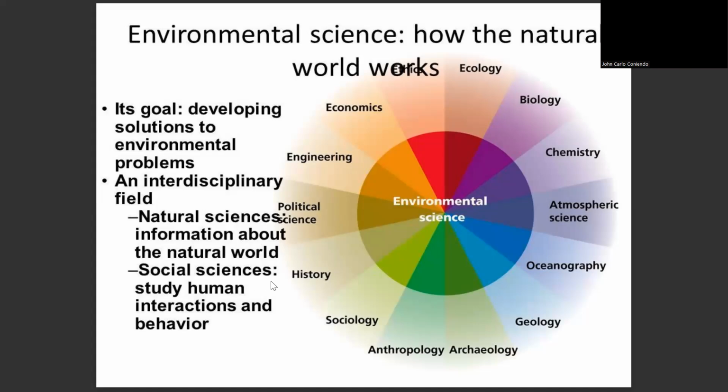And also there are the social sciences, wherein we study human interactions and behavior. These interactions between humans help us understand why a particular problem in the environment happened and how to solve these issues. So environmental science is composed of different sciences: ethics, ecology, biology, chemistry, atmospheric science, oceanography, geology, archaeology, anthropology, sociology, history, political science, engineering, and economics. As you can see, it is a combination of both natural sciences and social sciences.